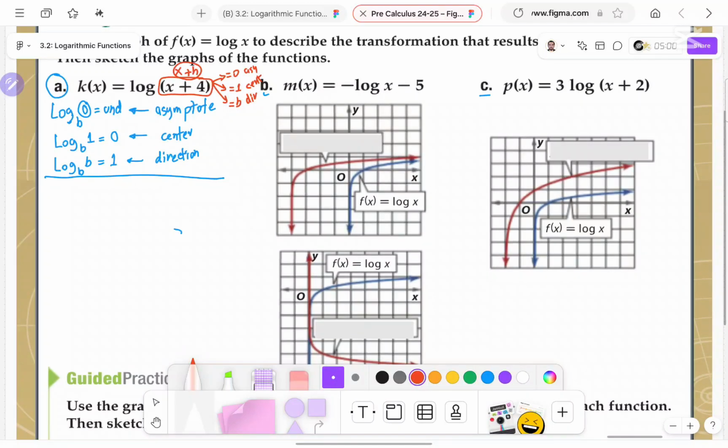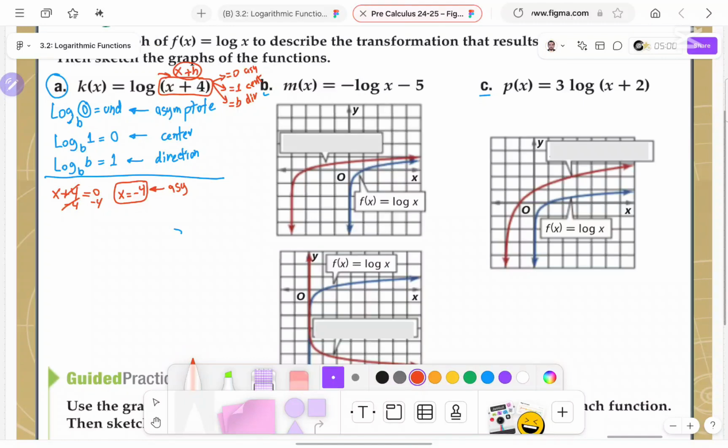So the first step, I take this term, x plus h, and set it equal to 0, equal to 1, and equal to the base. So the first thing, x plus 4 equals 0. Solve this equation: minus 4 on both sides. So x is equal to negative 4. So this one is my asymptote. This is the first step.